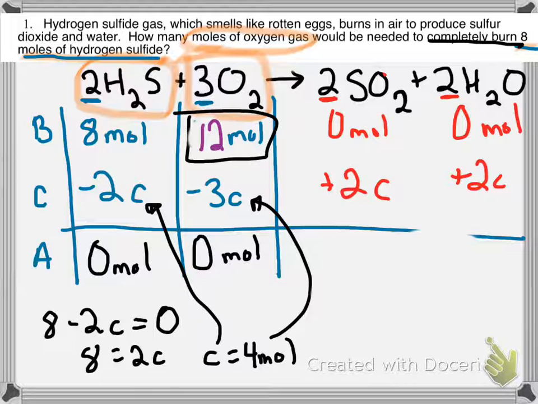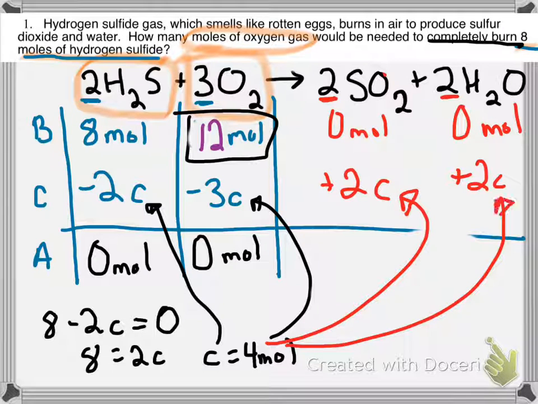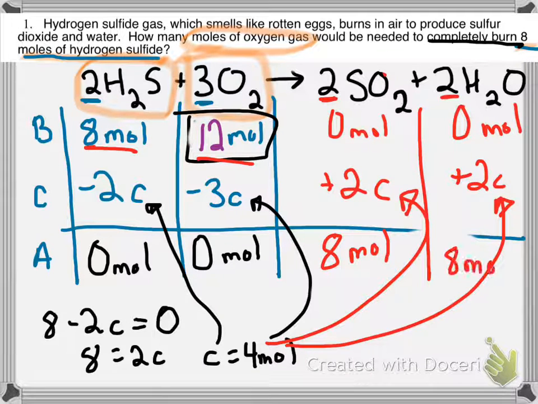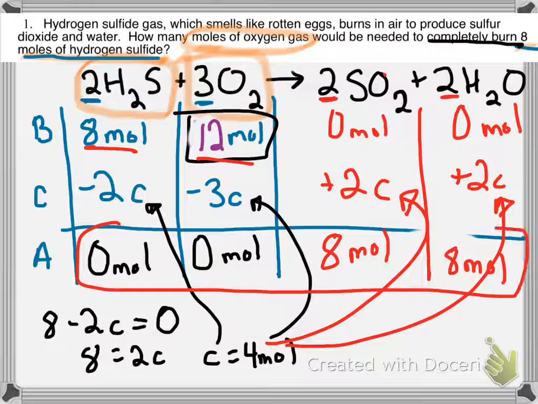And again, we're not concerned about the products, but I'm going to show you how to do that anyway. I can take my 4 moles, that's my C, and that's my C for everything. So if I burned 8 moles of hydrogen sulfide with 12 moles of oxygen gas, then I would produce 2 times 4, so that's 8 moles of sulfur dioxide, and again, 2 times 4, 8 moles of water. So in the end, after this reaction takes place, I would be left with none of my reactants. They totally burn and react together, and 8 moles of each of my products.